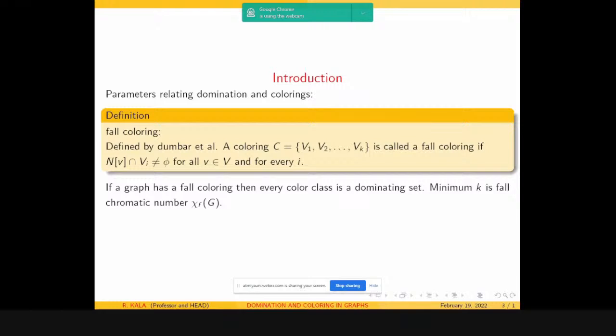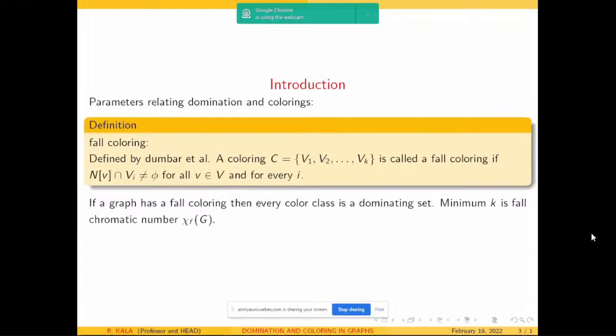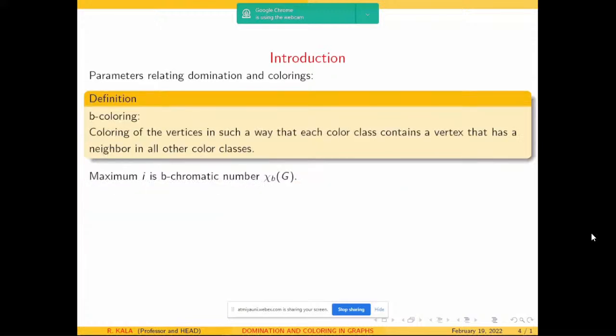If the closed neighborhood of any vertex intersects every color class Vi, it is non-empty. So for every v in V, in other words, if I take a color class, either it should contain the vertex v or it should contain at least one of its neighbors. So every color class should be a dominating set. That is called fall coloring, and the minimum k is called the fall chromatic number.